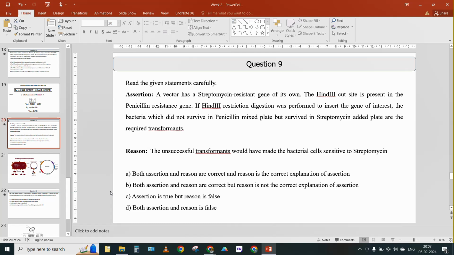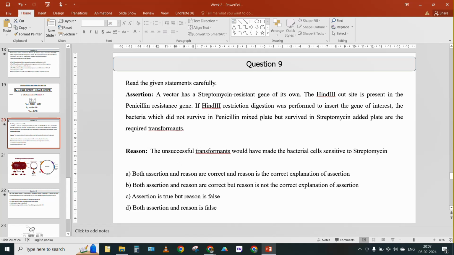Because the gene is no longer functional, however, they will survive on plates containing streptomycin due to the presence of the vector streptomycin resistant gene. So based on this supportive information, the assertion is true but the reason is false.